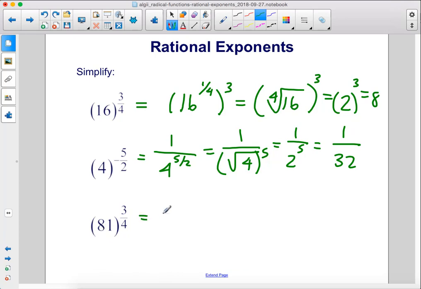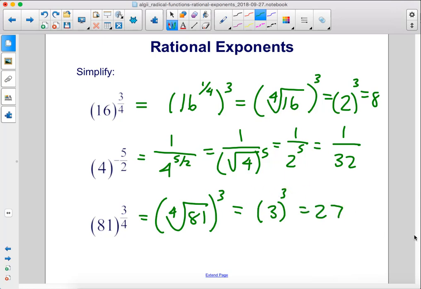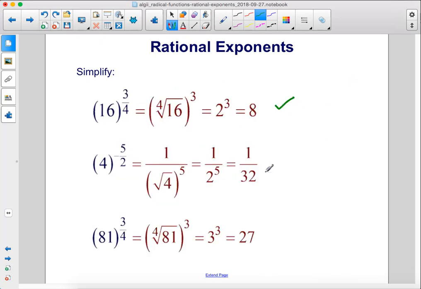Here we can take the 4th root of 81 and then raise that to the 3rd power. The 4th root of 81 is 3, raised to the 3rd power is 27. Here are the answers.